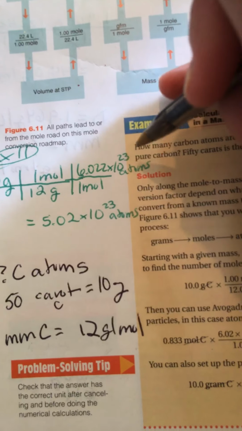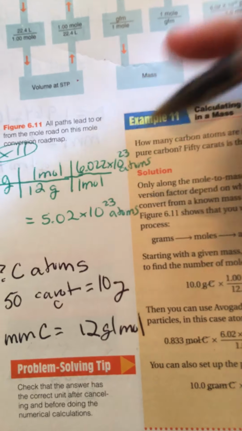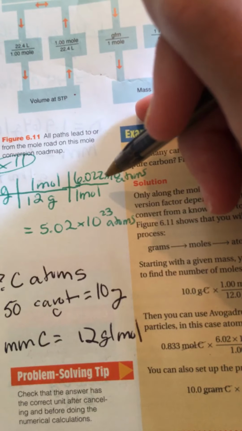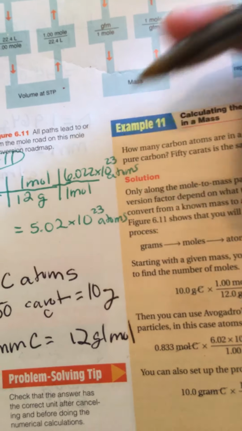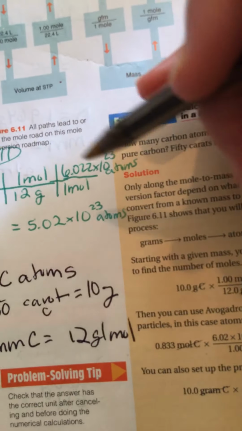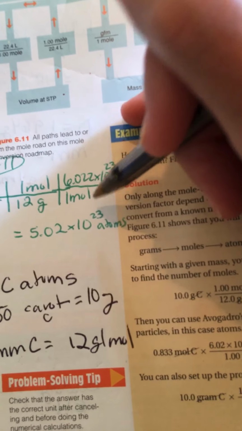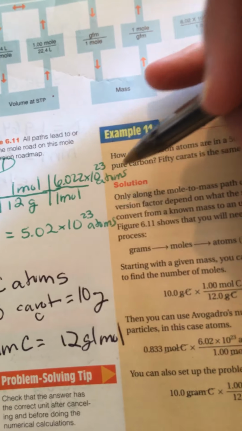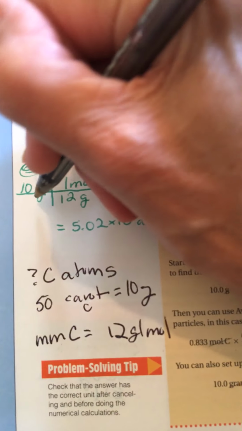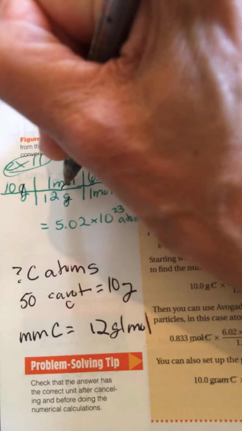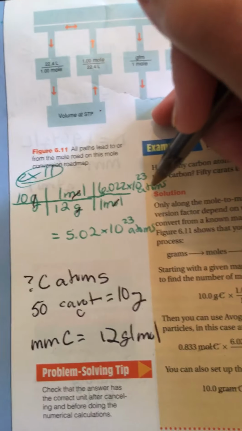6.02 times 10 to the 23rd. Sometimes it's listed as 6.022. In the old book I used to teach from, I always did the second two, but your book only does one. This is the relationship between atoms and moles. One is the number that goes with moles. Avogadro's number is what goes with atoms. Grams cancel out, moles cancel out, and you're left with atoms.